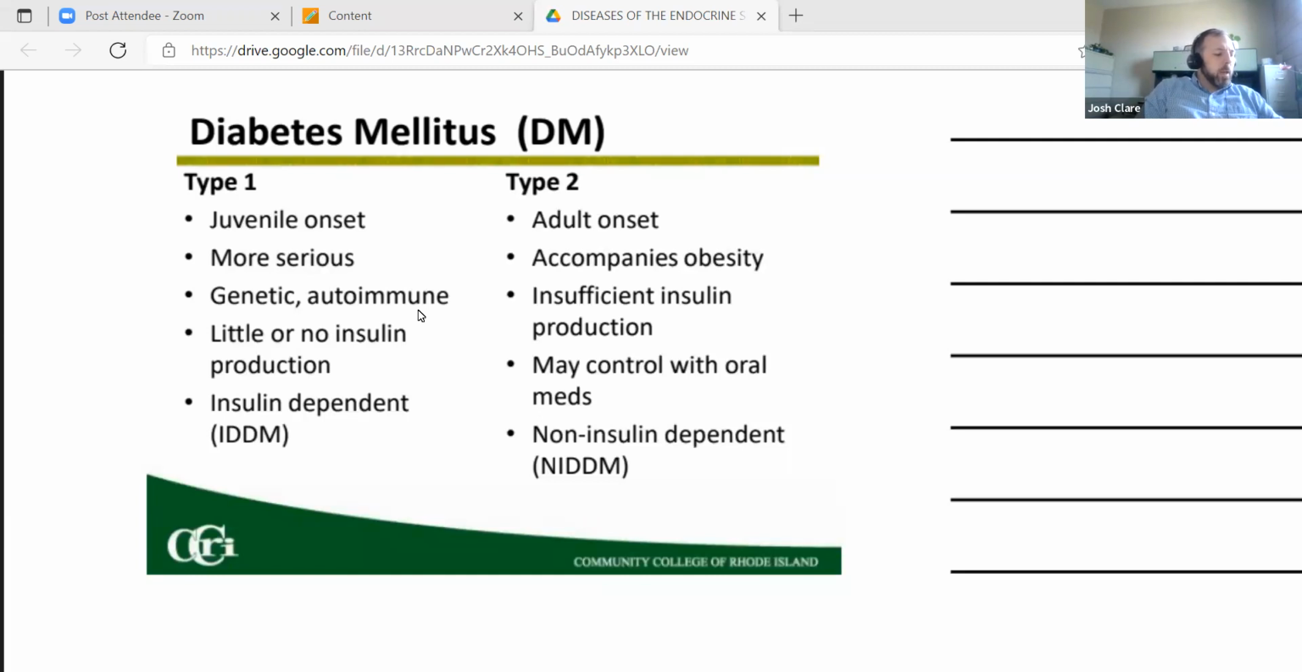So diabetes mellitus is an endocrine disease of the pancreas interfering with glucose regulation, causing hyperglycemia. There are two different types of diabetes mellitus, type 1 and type 2. Type 1 is juvenile onset, a little more serious than type 2. It is genetic, caused by an autoimmune process that destroys beta cells, resulting in little or no insulin production, requiring individuals to take insulin for life. They're said to be insulin dependent, or IDDM, insulin dependent diabetes mellitus, which might be another way you see it documented in our charts.